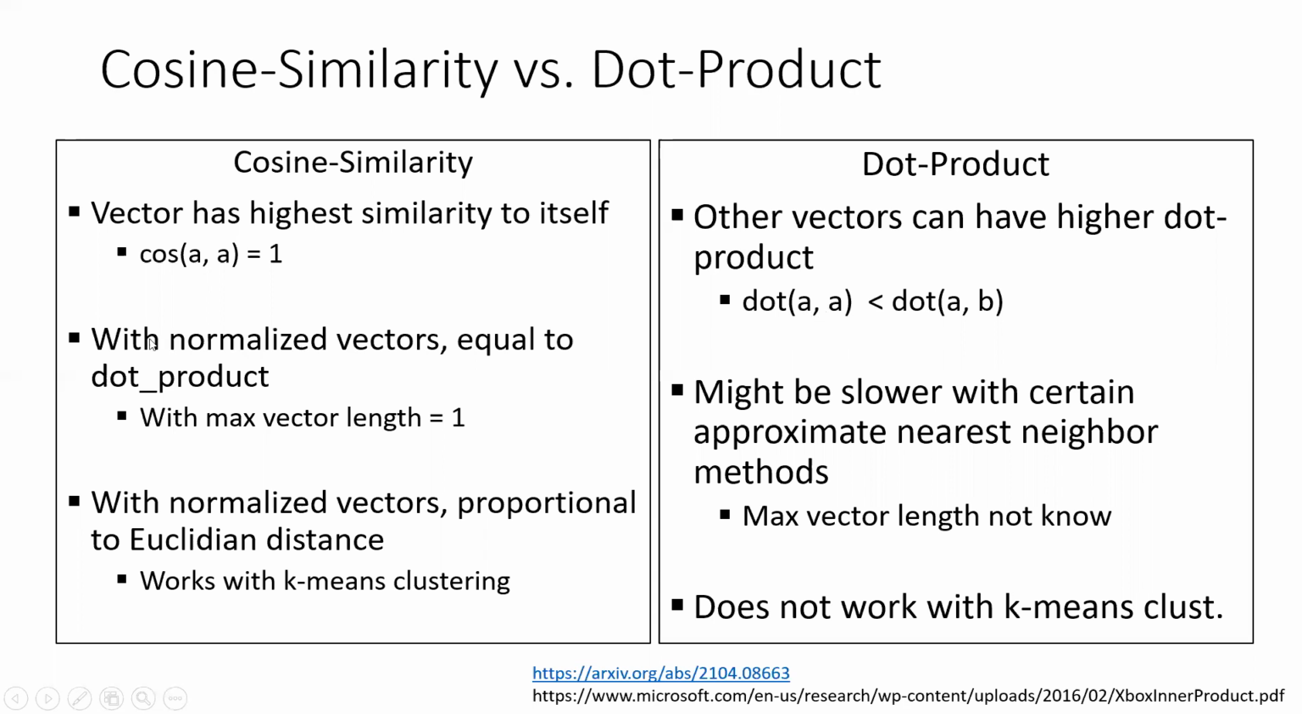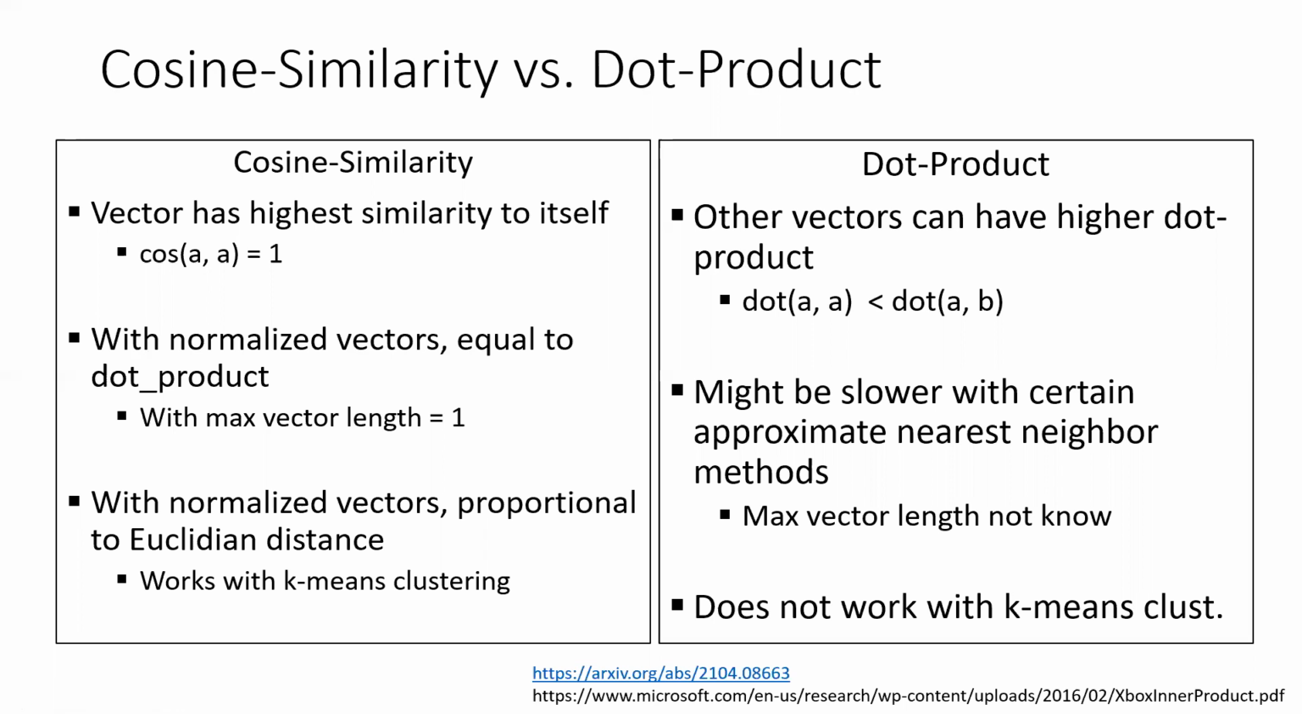With cosine similarity and normalized vectors, it's equal to dot product. So we know that the vector length is 1. And when we normalize the vectors, it's also proportional to Euclidean distance. So it works well with k-means clustering. So those are the advantages of cosine similarity.